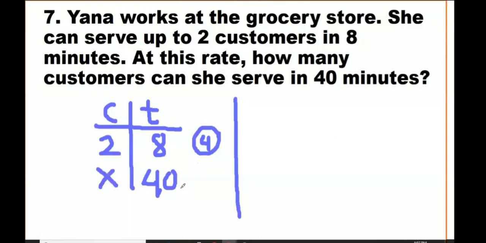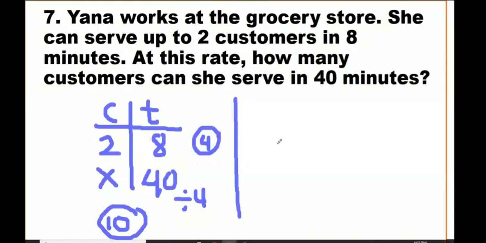So 2 times 4 is 8. So 4 is the scale factor. X times 4 gives you 40. So what would that be? It's 10, right? Or you can just simply divide 40 by the scale factor, that's 4. The answer now is 10. Okay, so there will be 10 customers in 40 minutes.